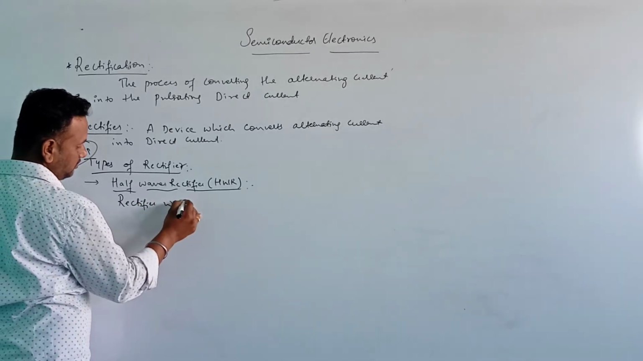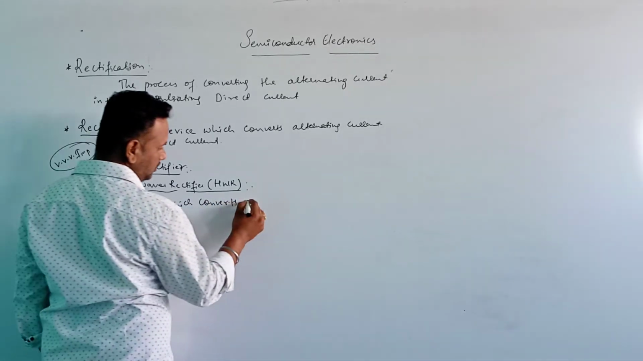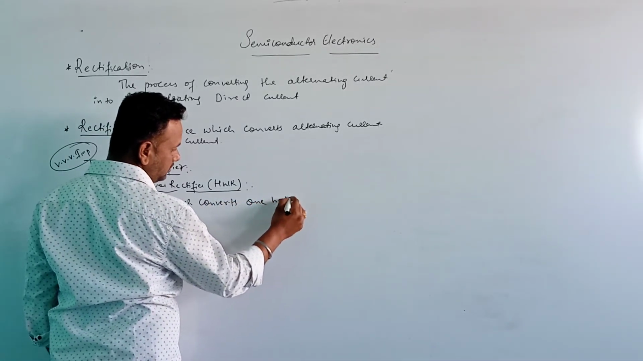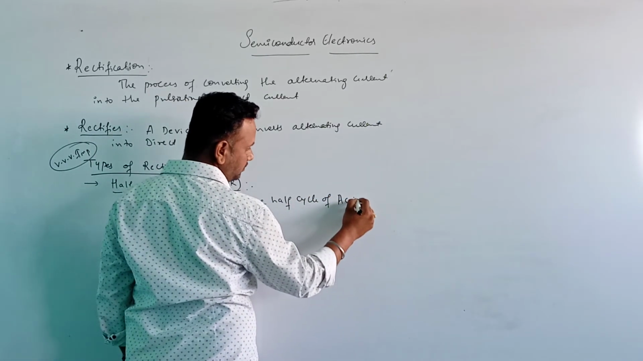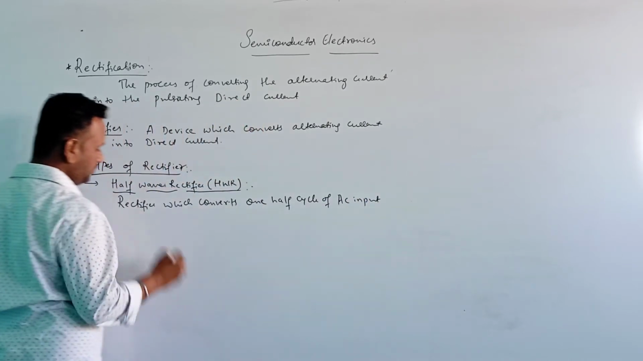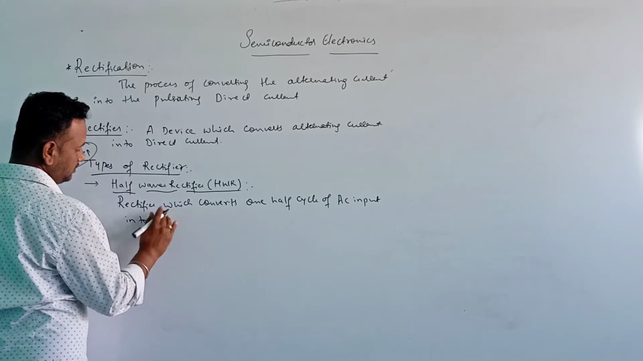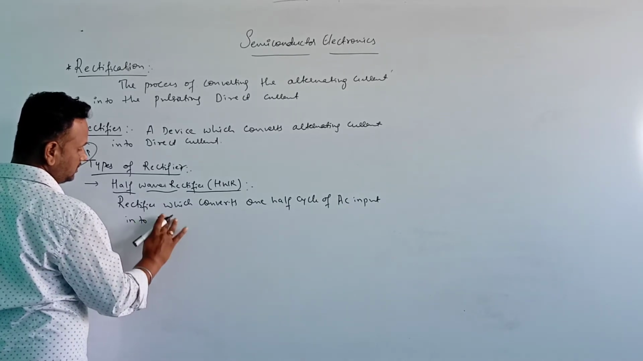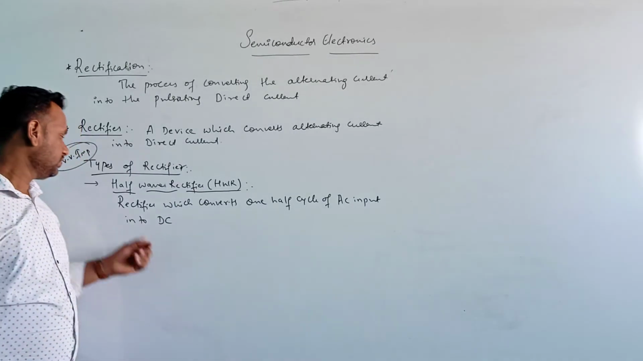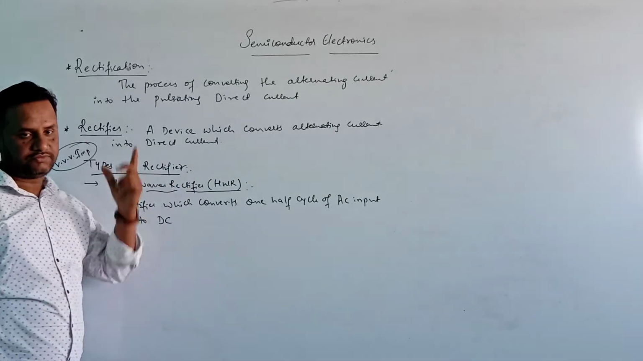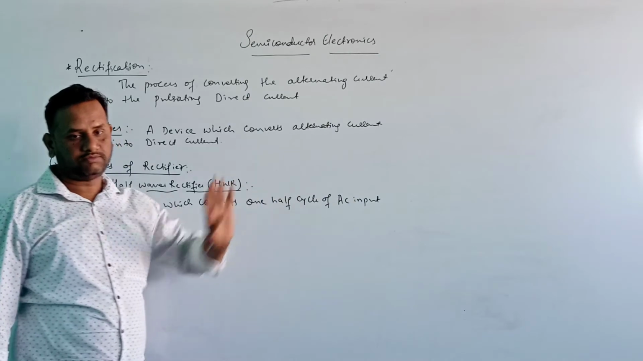Another definition: a rectifier which converts half cycle of the AC input into direct current, AC to DC, is called the half wave rectifier. It converts only half cycle of the AC input.